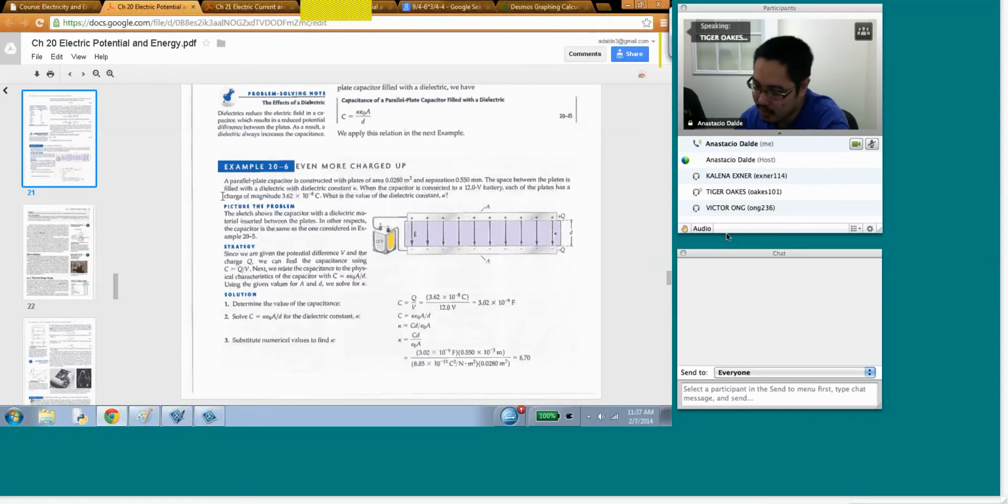Okay, even more charge up. A parallel plate capacitor has a small area and a small separation. The spacing between the plates is filled up with a dielectric constant. The capacitor is connected to a 12-volt battery and has a magnitude charge of blah blah blah coulombs. What's the value of the dielectric constant K? Okay, fine.